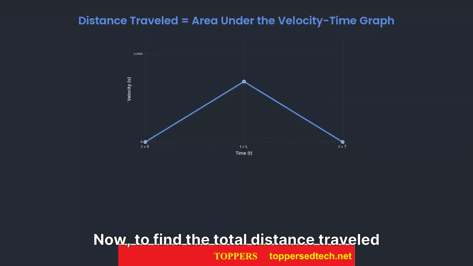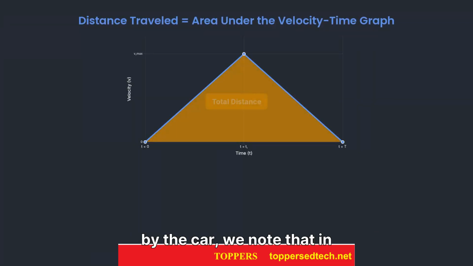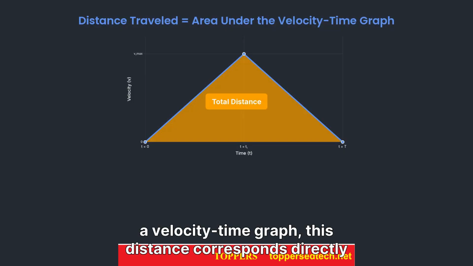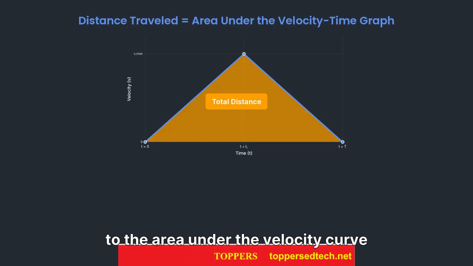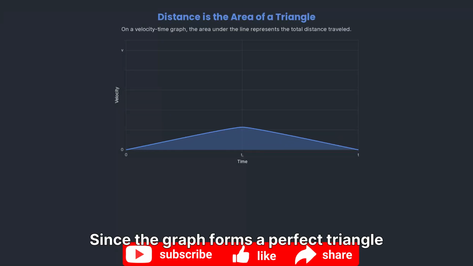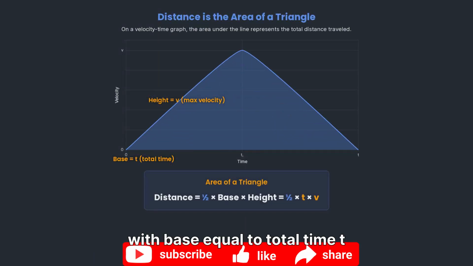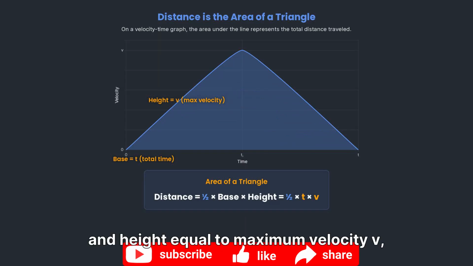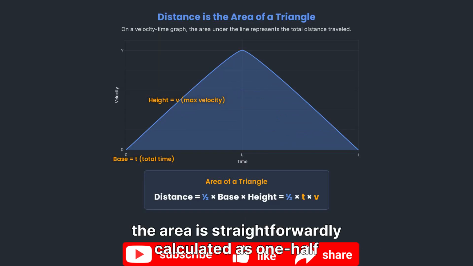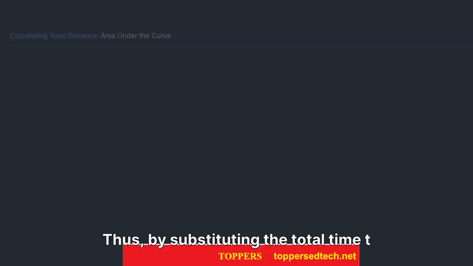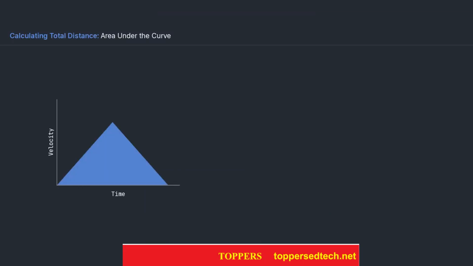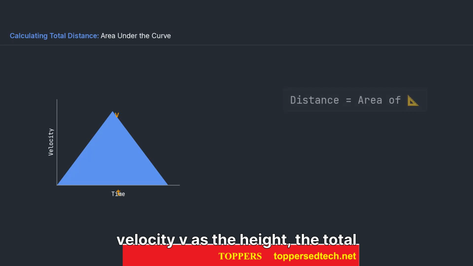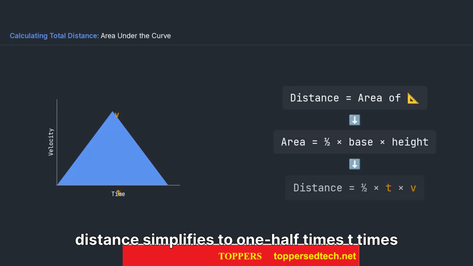Now, to find the total distance traveled by the car, we note that in a velocity time graph, this distance corresponds directly to the area under the velocity curve from 0 to t. Since the graph forms a perfect triangle with base equal to total time t and height equal to maximum velocity v, the area is straightforwardly calculated as 1/2 times base times height. Thus, by substituting the total time t as the base length and the maximum velocity v as the height, the total distance simplifies to 1/2 times t times v.